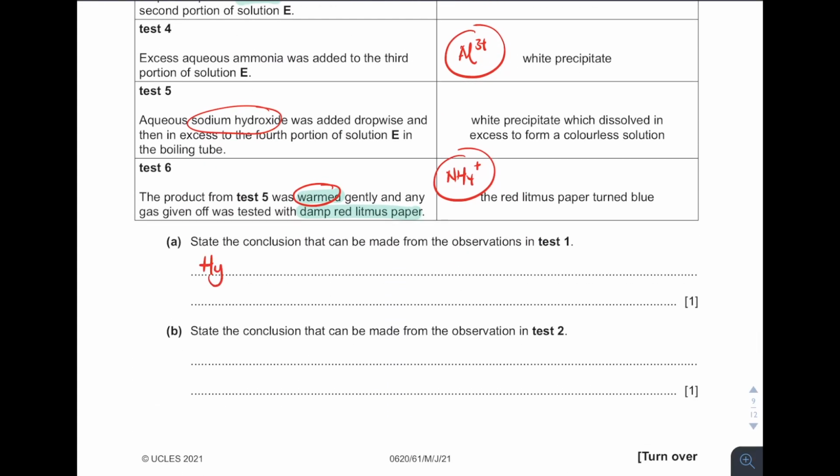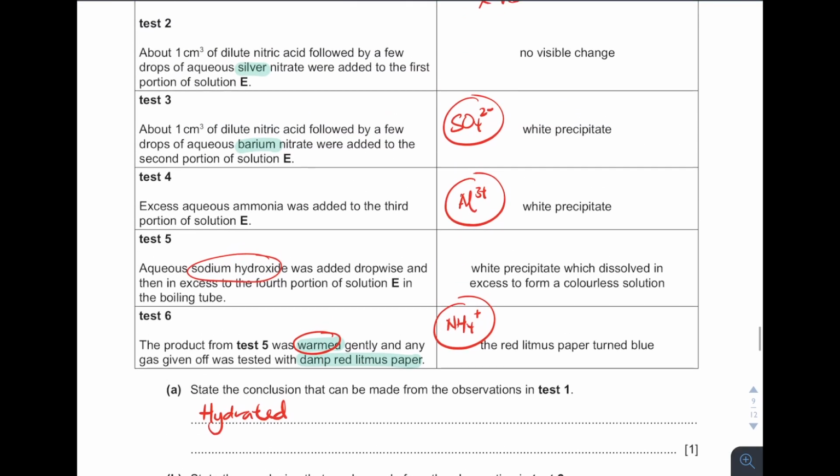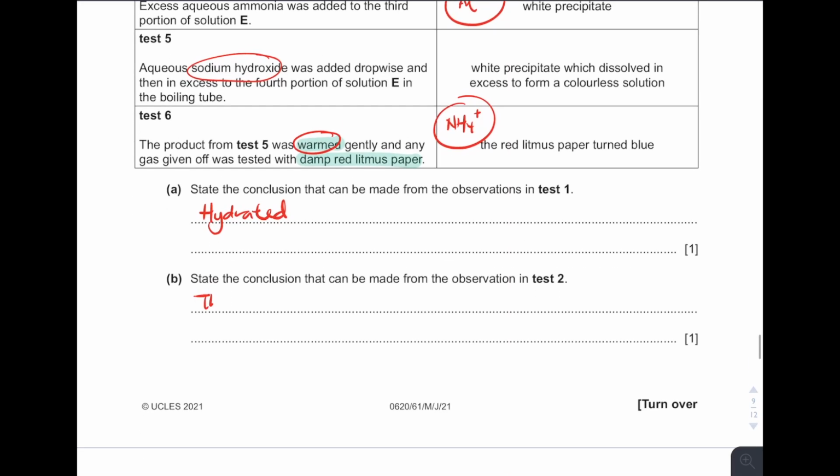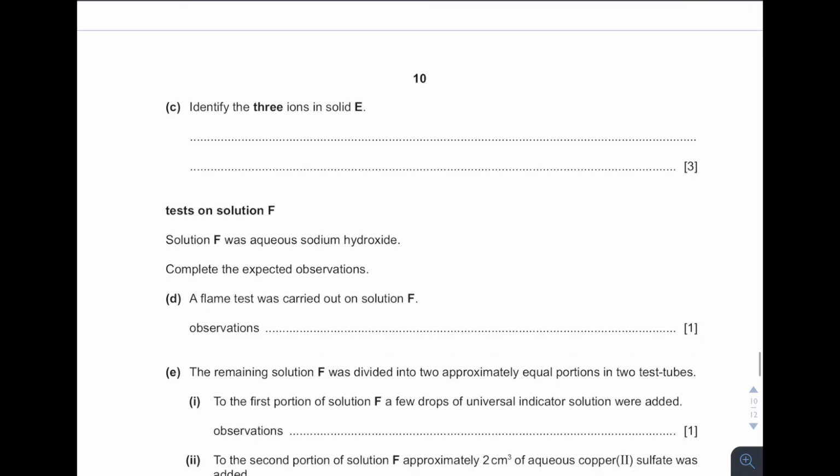Yeah, we know that this is a hydrated compound. Conclusion that can be made from the observation in test 2: see, no halide ions. So there is no halide ions. Pretty easy, isn't it? Okay, identify the 3 ions in solid E.